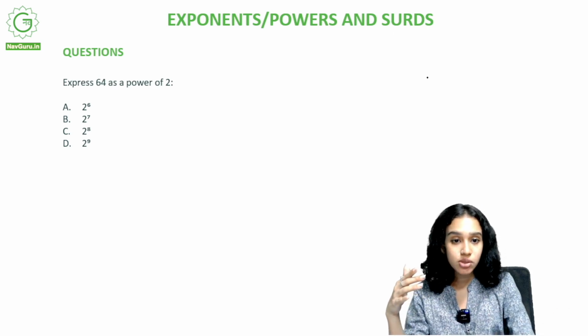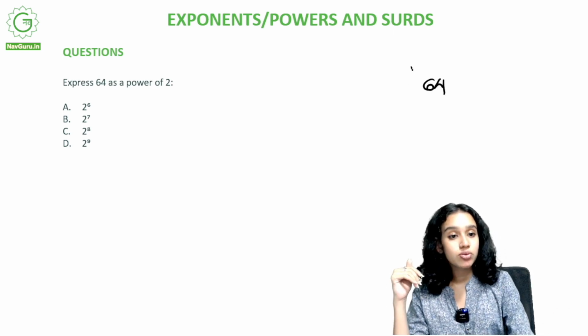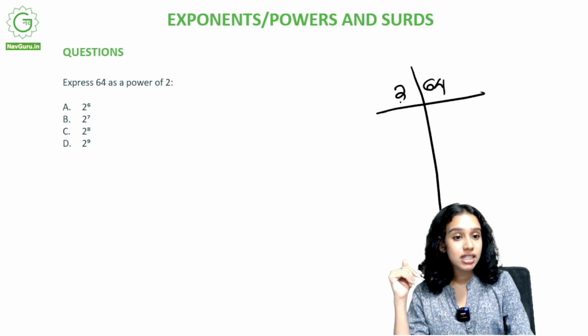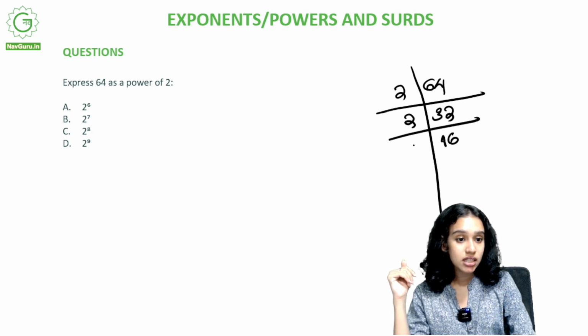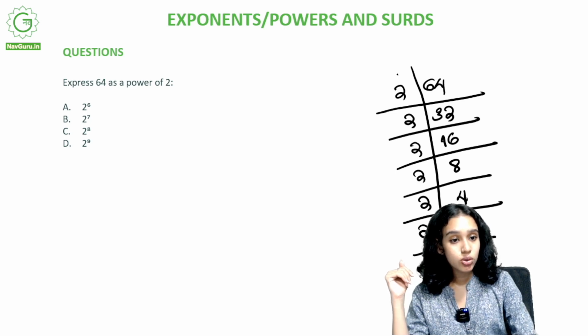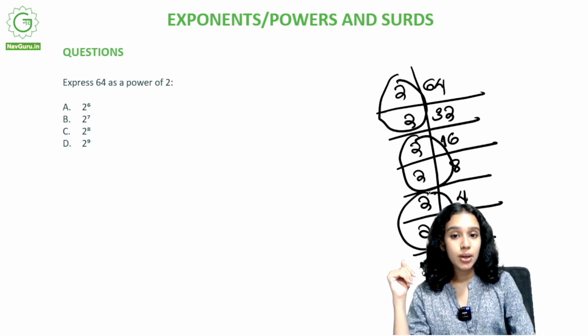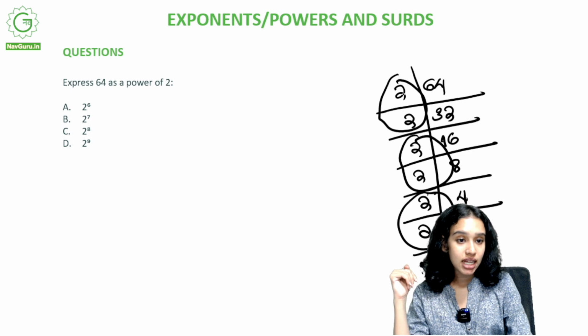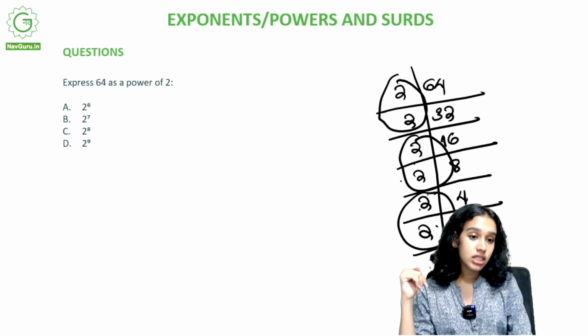Now, express 64 as the power of 2. Now we have to express 64 as the power of 2. So what do we do? We do the prime factorization with 2. We get 32. Again divided by 2 we get 16. Again divided by 2 we get 8. By 2 we get 4. Again dividing by 2 we get 2. By 2 again we get 1. So 1, 2, 3. We are pairing it. We could say that it's either 2 into 2 into 2, which is 1, 2, 3.